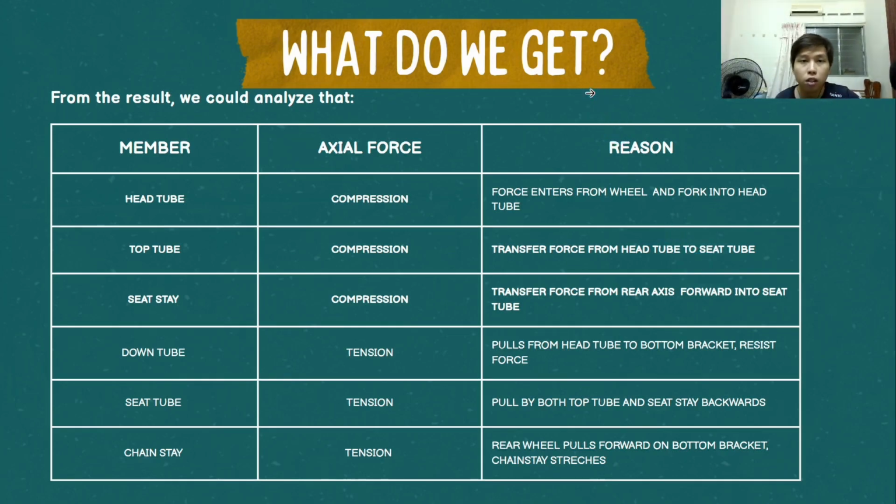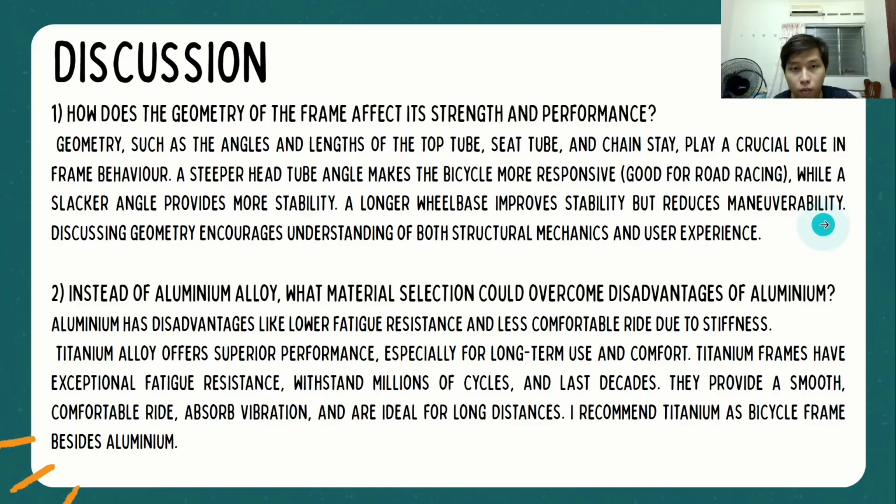So after our calculation, what do we analyze? What do we get from the calculation? For the members head tube, top tube, and seat stay were in compression, and the down tube, seat tube, and chain stay were in tension. After that was the discussion.